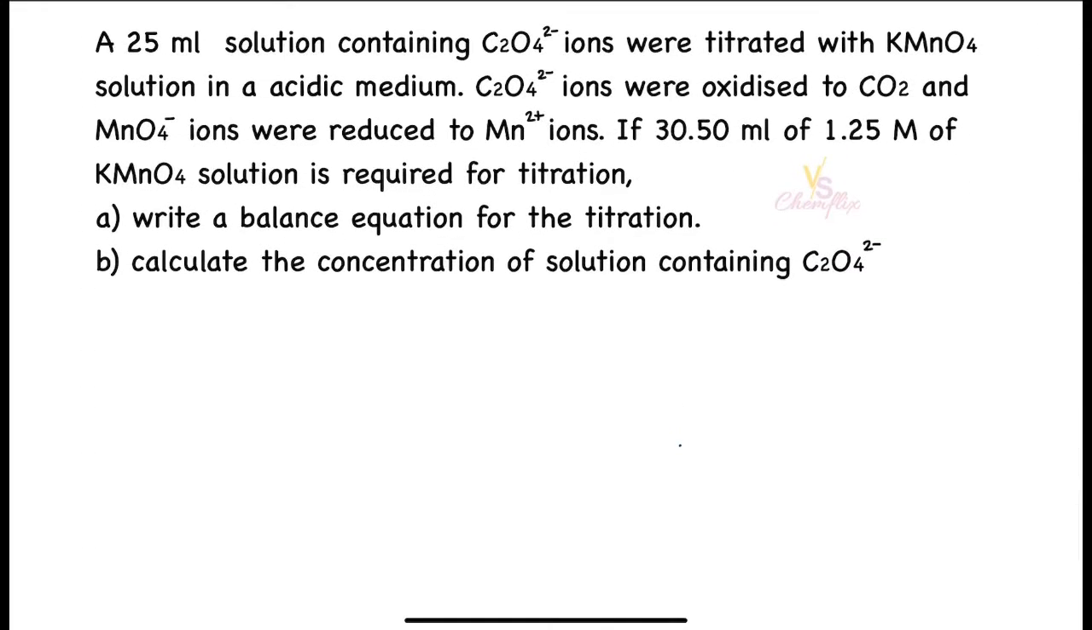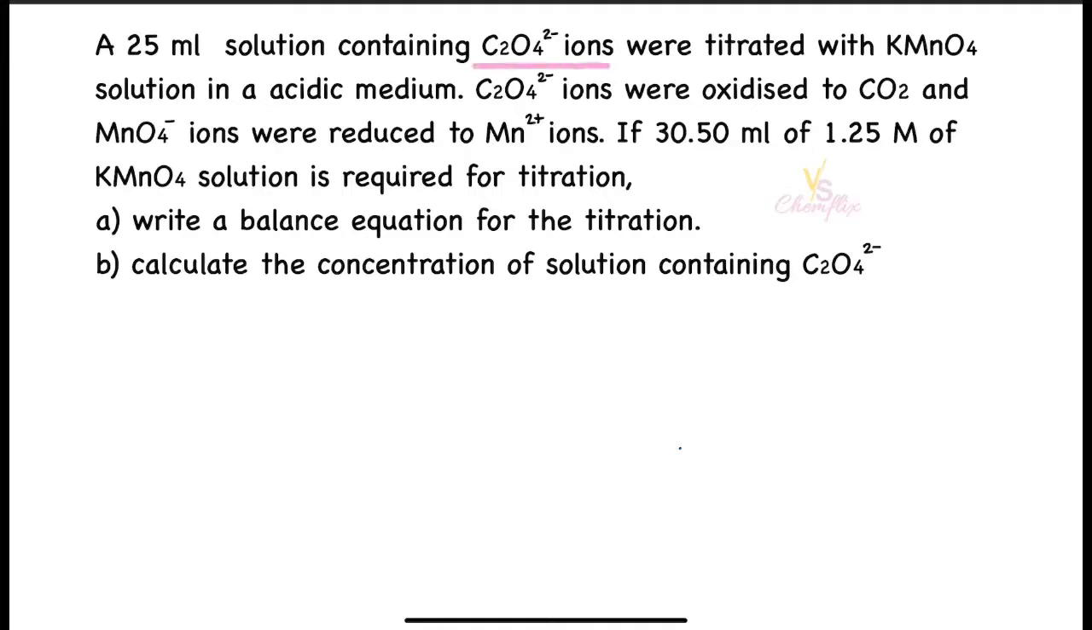Here, we have a 25 ml solution containing C2O4 2- ions that was titrated with KMnO4 solution in an acidic medium. The C2O4 2- ions were oxidized to carbon dioxide, whereas the MnO4- ions from the KMnO4 were reduced to Mn2+ ions. And if 30.5 ml of 1.25 molar KMnO4 solution is required for the titration, you are supposed to write a balanced equation for this titration as well as calculate the concentration of the solution containing the C2O4 2- ion.